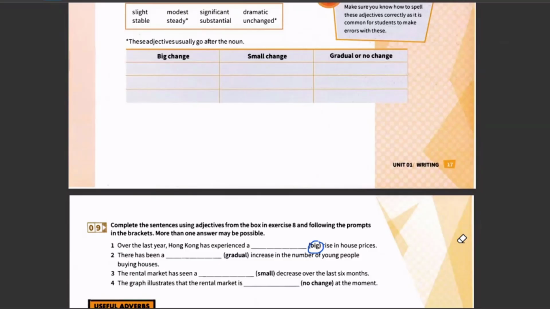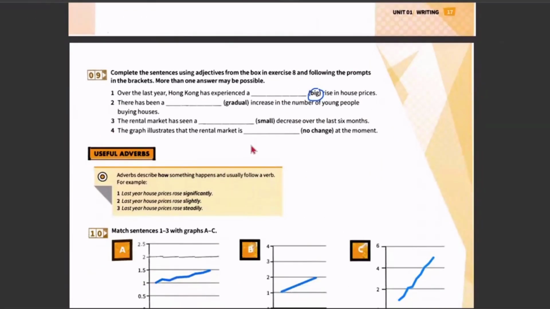Last one, number four. The graph illustrates that the rental market is unchanged at the moment. Very good. Or it can be: it is steady at the moment, or it can also be: it is stable at the moment. All three of these are correct answers. Very good. So well done. You used those adjectives very correctly.